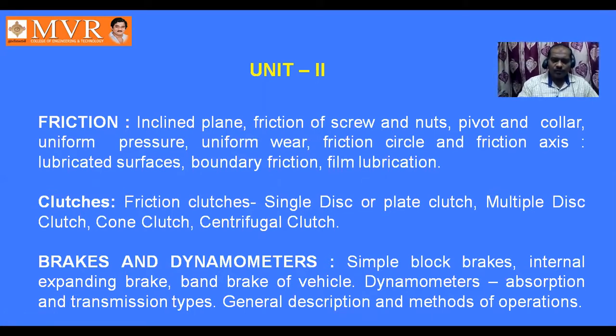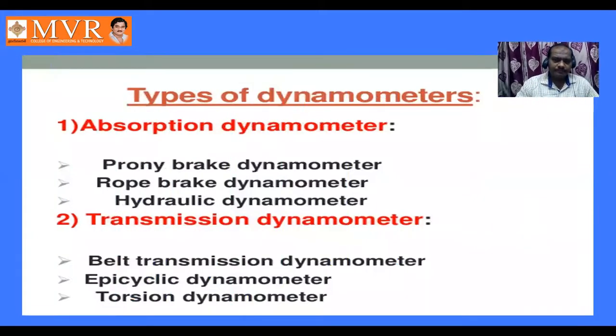First of all, what is the purpose of a dynamometer? A dynamometer is a device to measure the power of the engine. So the power of the engine is calculated by the device known as a dynamometer. There are different methods to calculate the power. Out of that, one is called absorption dynamometer, in which power is absorbed and we find it. In that, we have discussed the Prony brake dynamometer, rope brake dynamometer and hydraulic dynamometer.